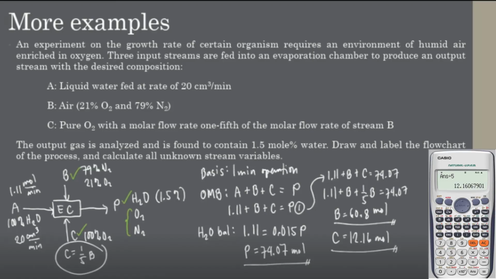For that, let us represent the mole fraction of oxygen in stream P as the variable X. And for nitrogen, I can represent that as variable Y. However, a more sensible approach to representing the mole fraction of nitrogen in P would be 1 minus X minus 0.015. We are simply exploiting the fact that the summation of the mole fractions of all the components in P is equal to 1. So let's solve for the value of X.